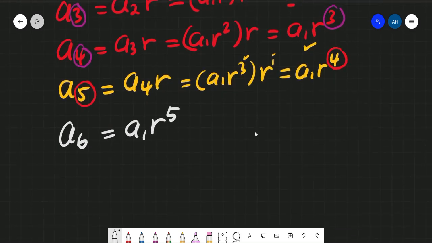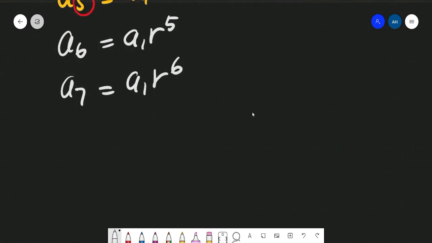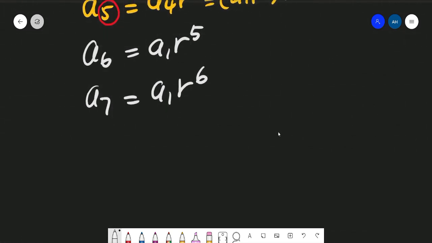Now can we write one more term after a6? a7, that is equal to, must be a1 also. Now the power of r must be, we have to subtract 1 from 7. That means the power for r in this case is r to the power 6. Now we have to continue with the same pattern. By looking at the patterns, we can write down whatever we want.